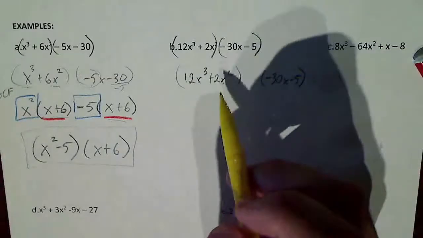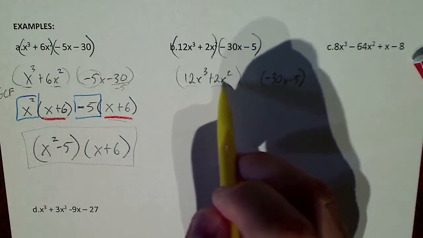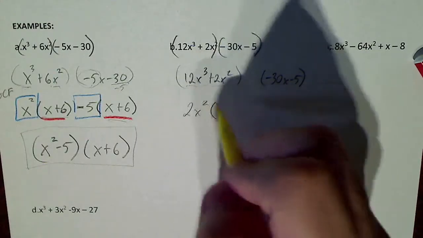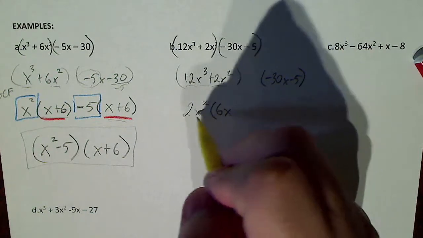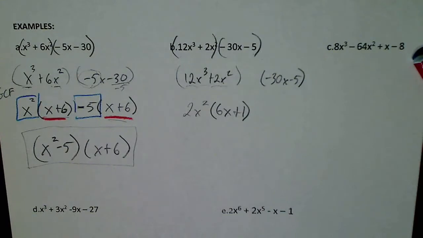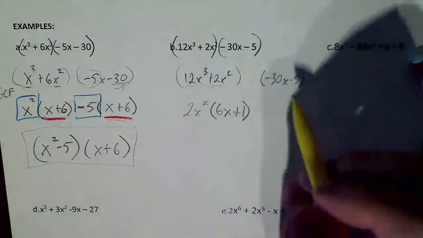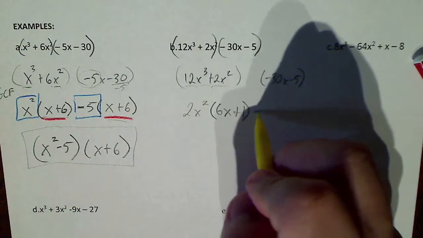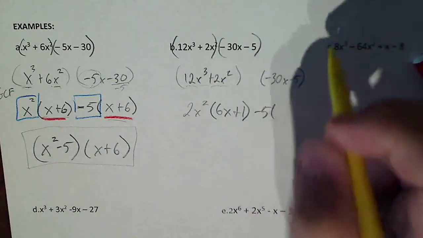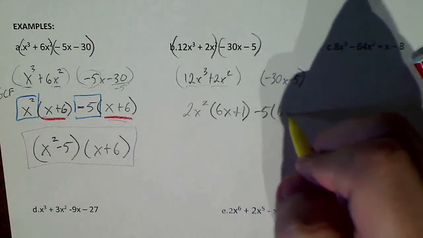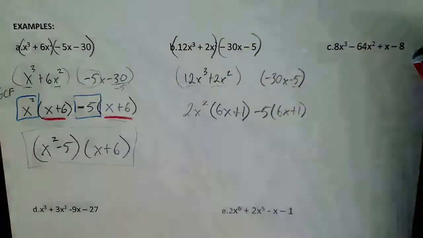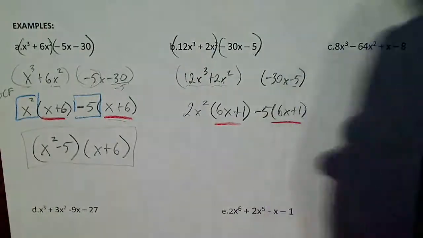So here I can take a 2 and this x squared out again. So I'm going to take a 2x squared as my GCF out. That'll leave me with 6x plus 1. Here, again, because the first one's negative, I'm going to take out a negative automatically. And I'm going to divide both of these by 5. If I divide this by 5, that gives me a 6x. And if I divide this by 5, plus 1. And again, these two terms should match up.